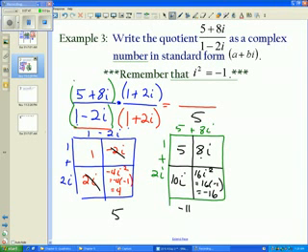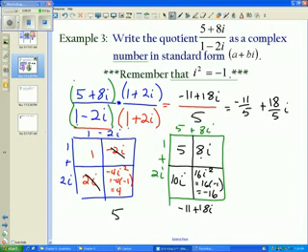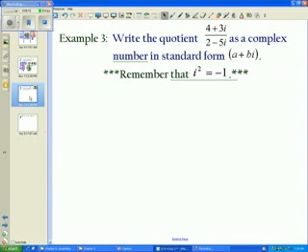8i plus 10i is 18i. So this is negative 11 plus 18i over 5. I can then break this up into a real part and an imaginary part. Negative 11 fifths plus 18 over 5 i. There's my final answer. Reduced and in standard form. Let's try one more of these.